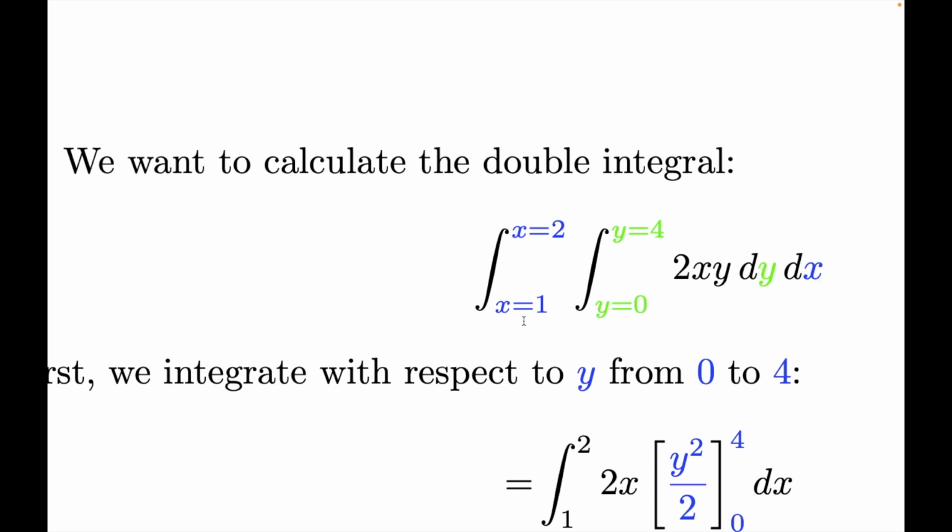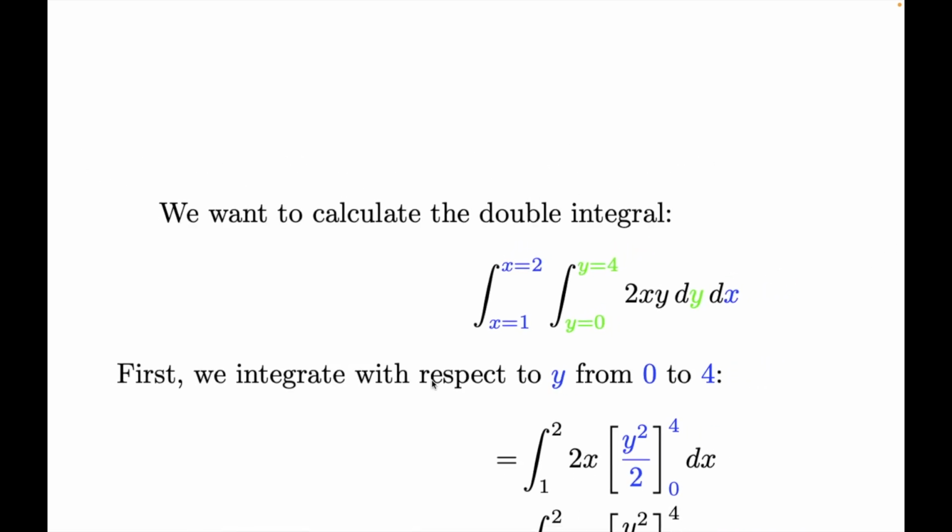It means y has limits y equal to 0 and y equal to 4, and x has limits 1 and 2. So they are mentioned in different colors. Here we integrate with respect to y first, and then we integrate with respect to x. Let's move to the first step. Here we integrate with respect to y from 0 to 4.